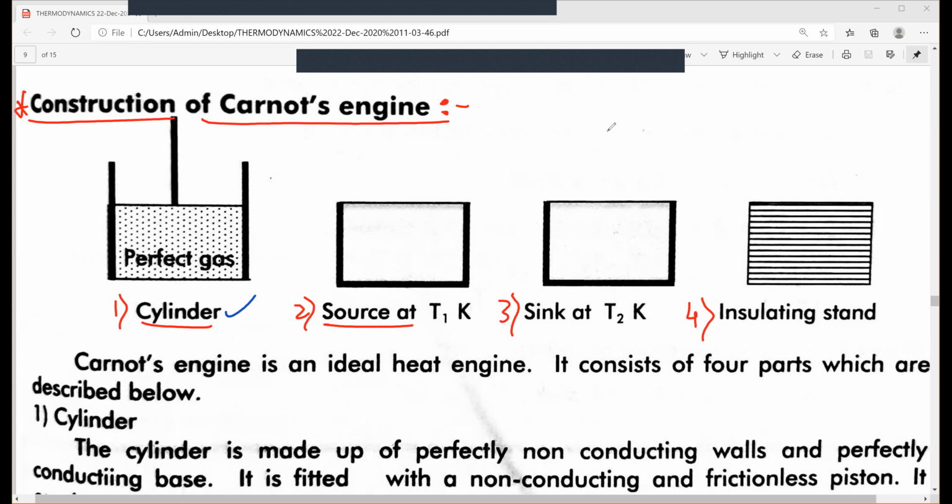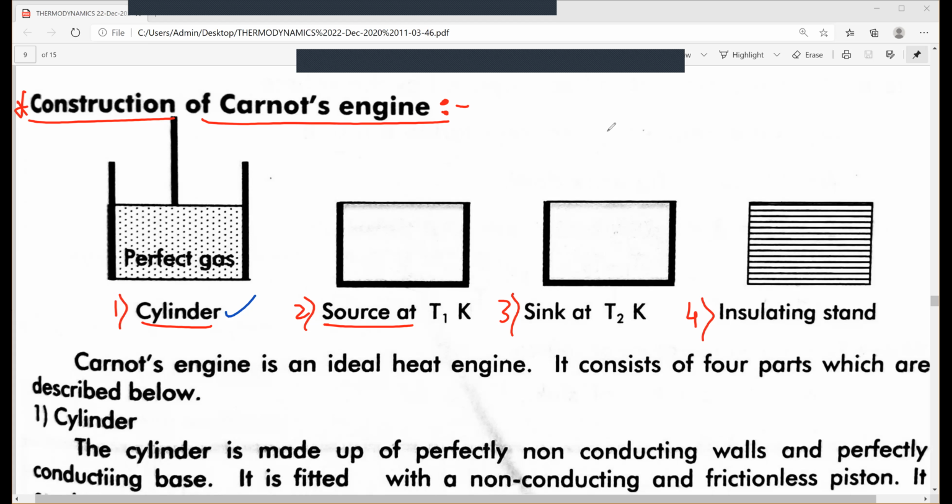So the cylinder is made up of a perfectly non-conducting wall and a conducting base. It is fitted with a non-conducting and frictionless piston. It consists of a perfect gas as a working substance.